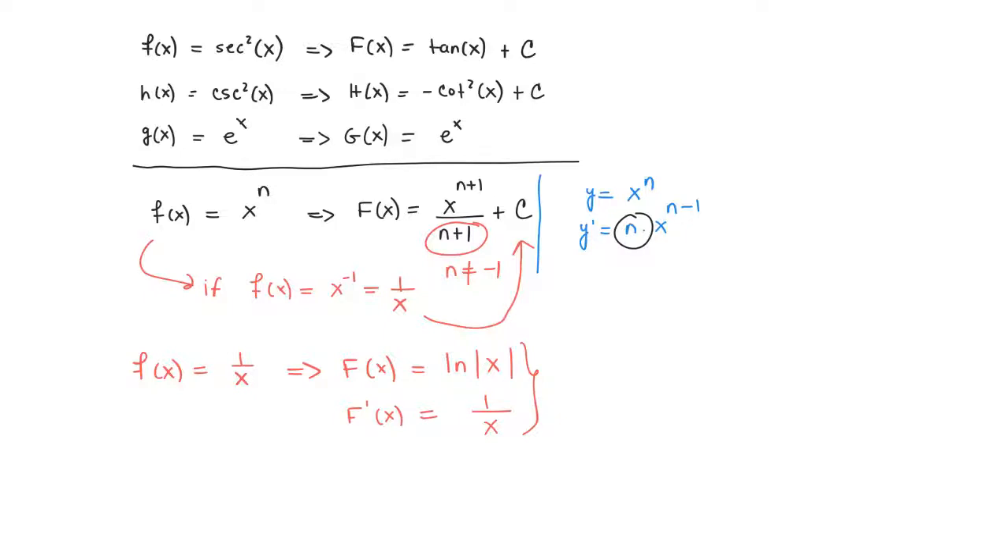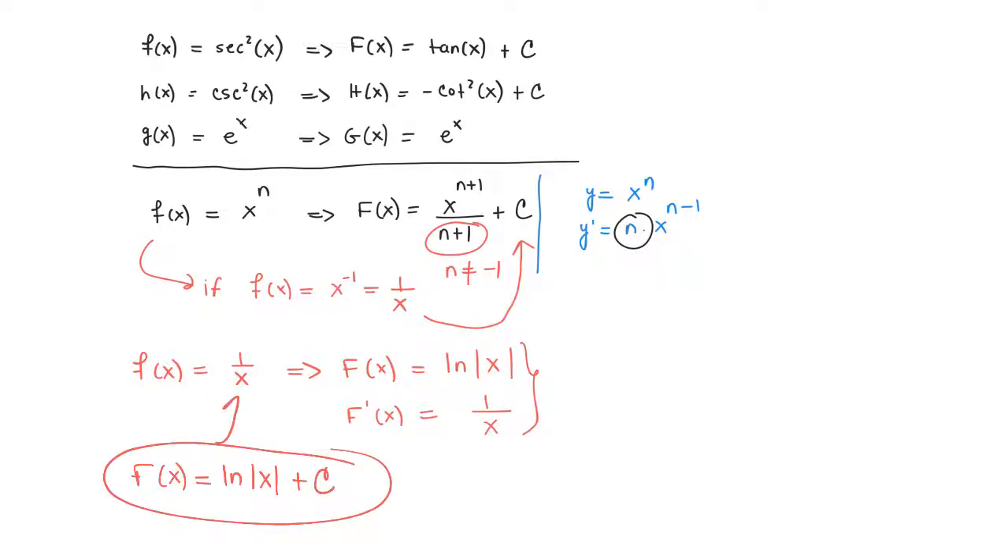So then 1 over x has an antiderivative. The antiderivative is equal to ln of the absolute value of x. And if I want to find the general antiderivative, then I will write big F of x as ln absolute value of x plus c. So this expression is the antiderivative of 1 over x.